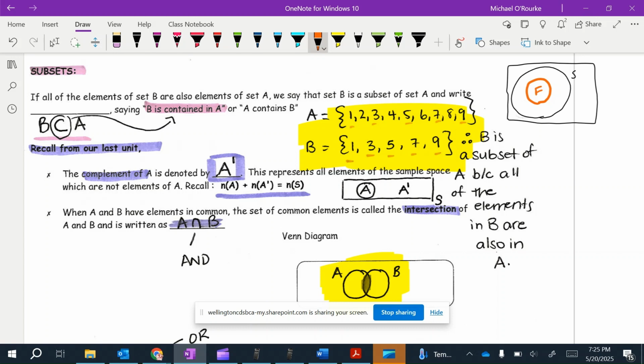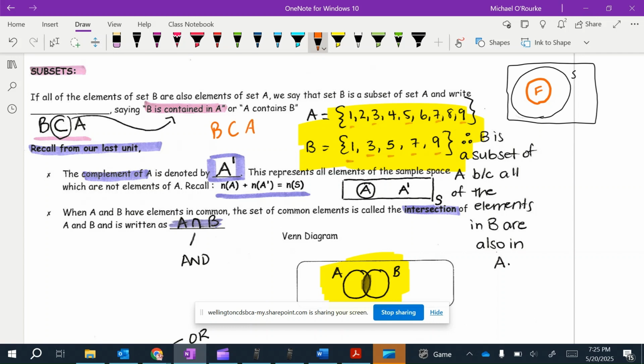So for example, if we had set A here, which is numbers 1, 2, 3, 4, 5, 6, 7, 8, 9, and set B was the odd numbers, since all of set B's numbers are in set A, therefore B is a subset of A. That's what's written here. B is a subset of A.